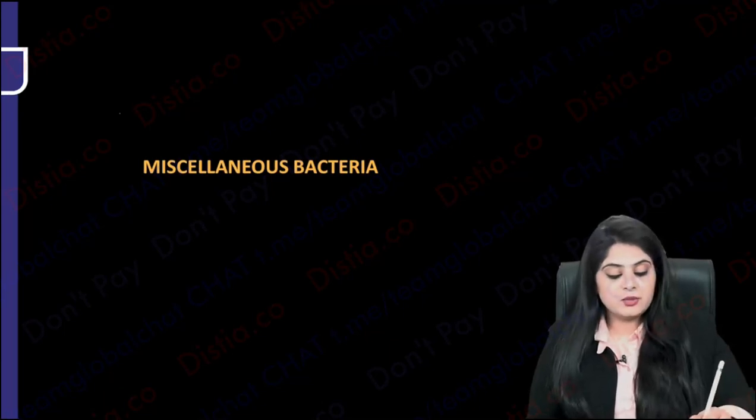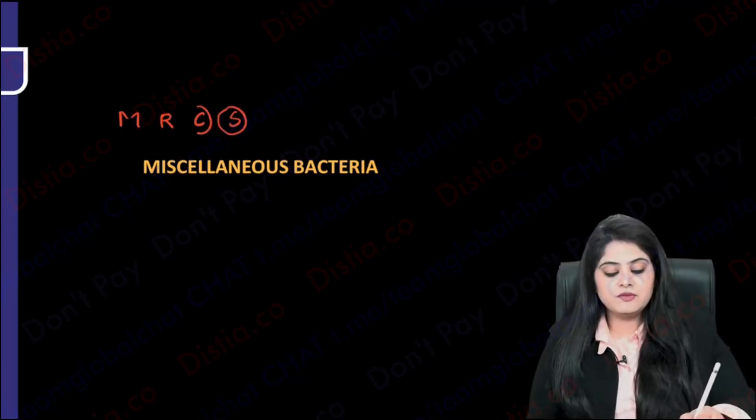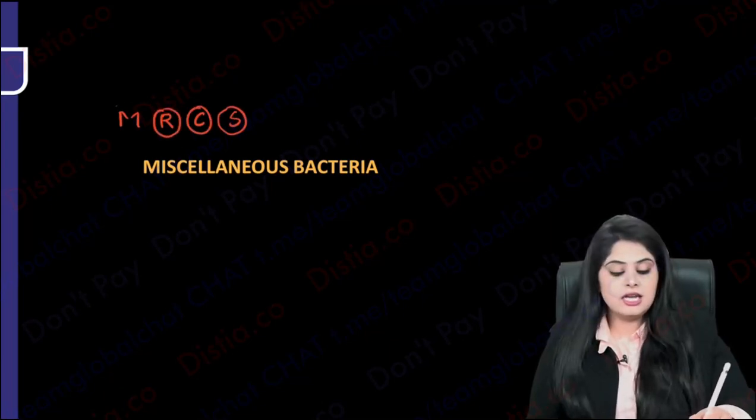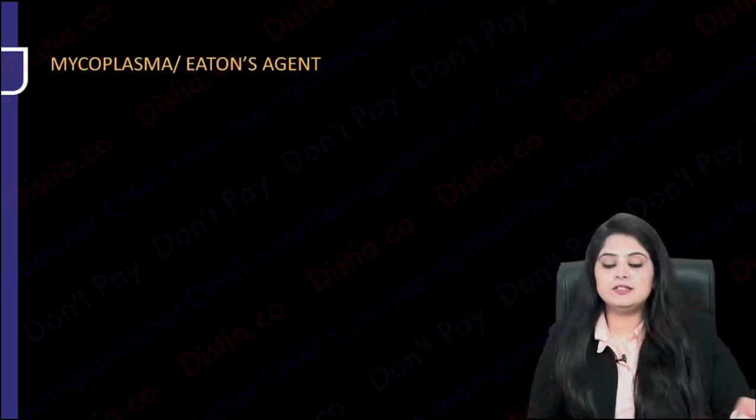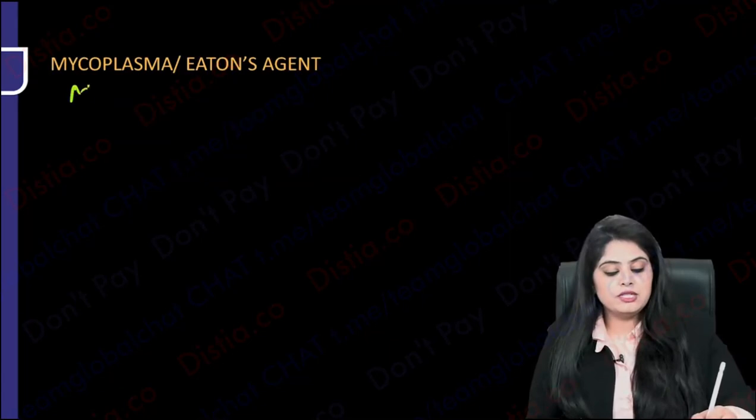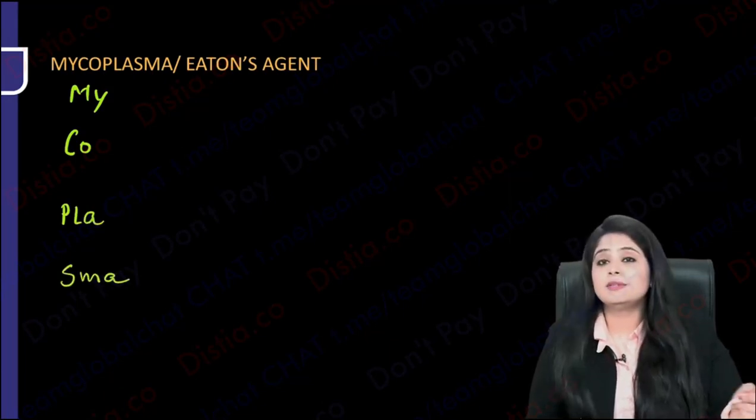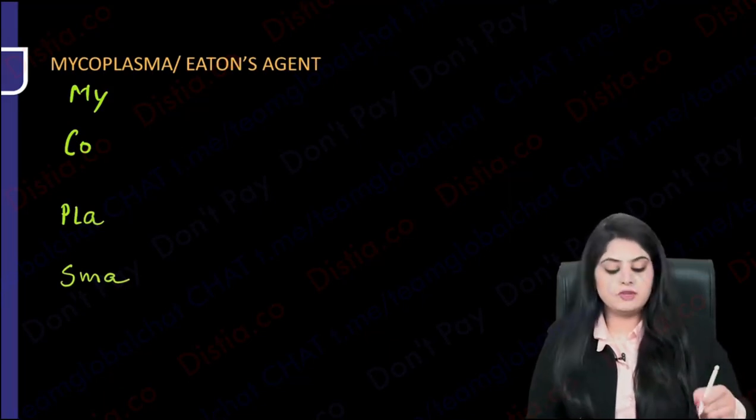So my first thing that I was doing up till now was that MRCS. If you remember, we've done the spirochetes, we've done chlamydia and rickettsia. Now we are left with M for mycoplasma. So mycoplasma is something known as the Eaton's agent. And before I go into the details of mycoplasma, I'm actually going to explain mycoplasma from the name mycoplasma, because now 90% of the information will be covered here.